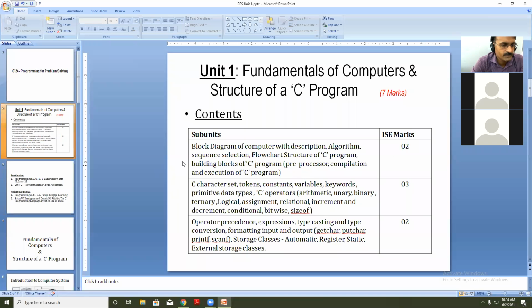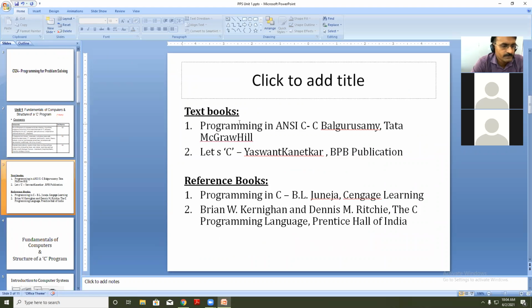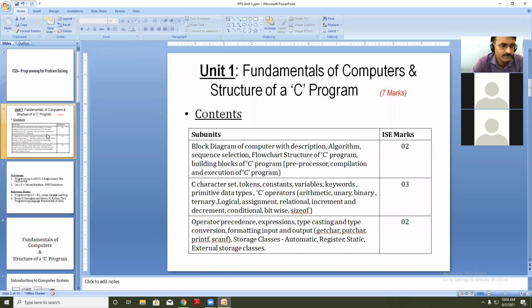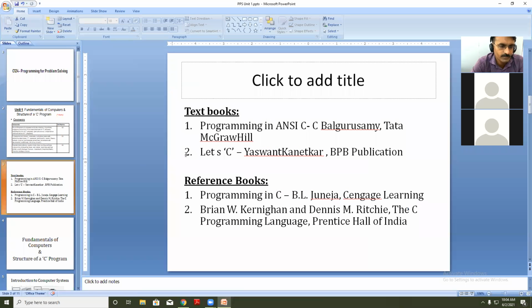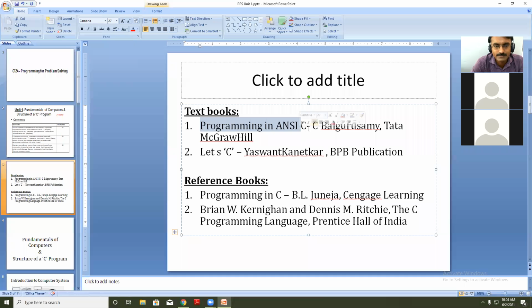This is the syllabus, the units and subunits under fundamentals of computers and structure of C program. Before starting with the syllabus, we should know what textbooks and reference books we should have to learn programming for problem solving. The very first textbook is Programming in ANSI C by Balagurusamy of Tata McGraw-Hill Publications.